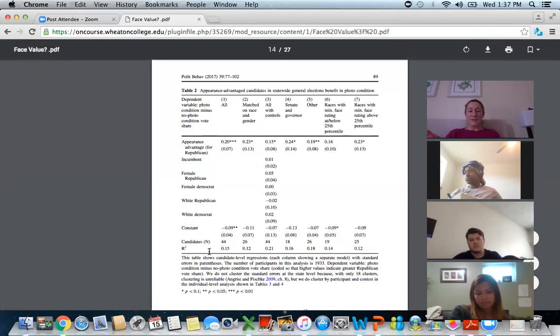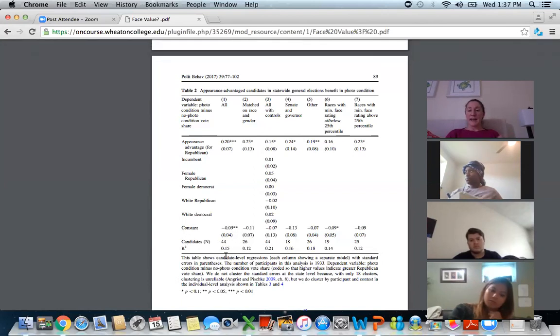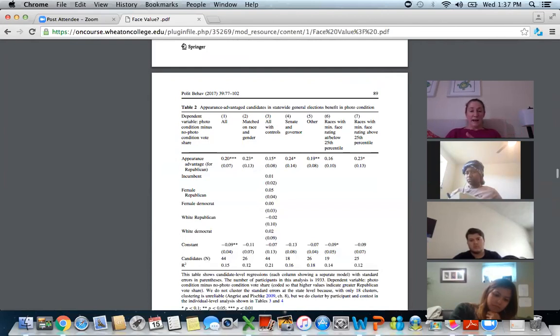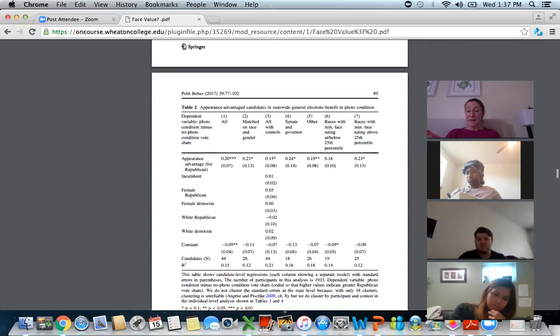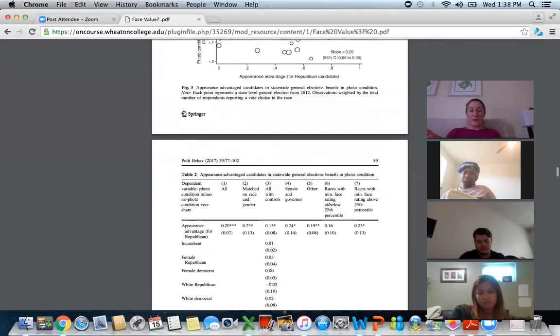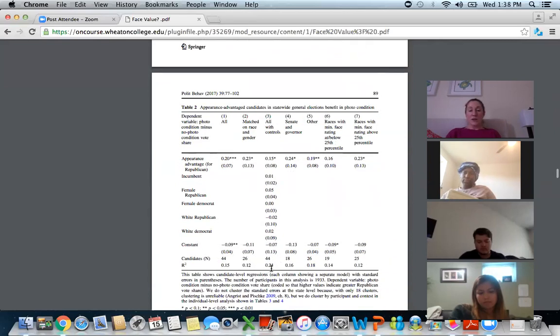So looking at this first column, 15%. I could look at that and say 15% of the variation in the dependent variable is being explained by the appearance advantage. So that's interesting to think about, but it's not like, wow, it's really having this huge effect. Something else interesting is that I can compare the R² across the models. When we include those other independent variables like gender and race in the model, the R² jumps up to 21. So now 21% of the variation in our dependent variable is being explained.